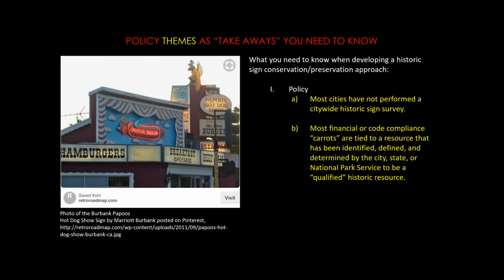Okay, so policy themes and the takeaways today. I think one thing, this is a picture that you're looking at of the Papoose hot dog show sign, and it's in Burbank. And this is the sign that Umami Burger decided to remove the hot dog. And in the process, the community really cried out and said, what's going on here? And it really spurred the city to start a survey and then also create a program.